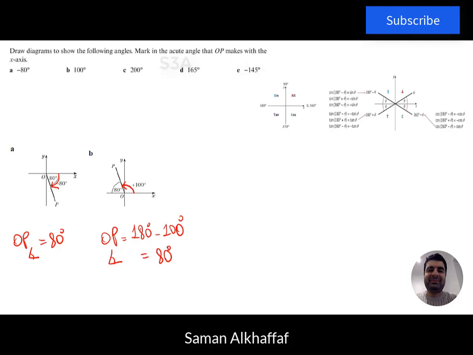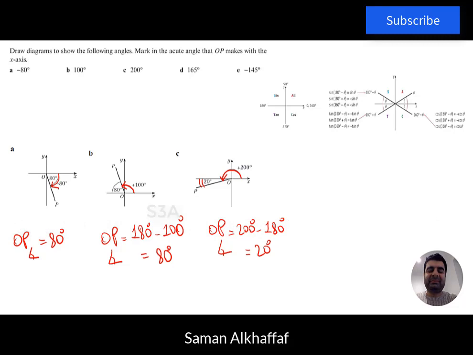For part C, we have the angle of 200. So again, we're moving in the anti-clockwise direction, however we are paying attention to the angle that it makes with the x-axis. So the way that comes out, the angle of OP will be 200 degrees take away 180 degrees, because the line to the x-axis will be 180 degrees. So that will give us 20 degrees. And this will be our answer.